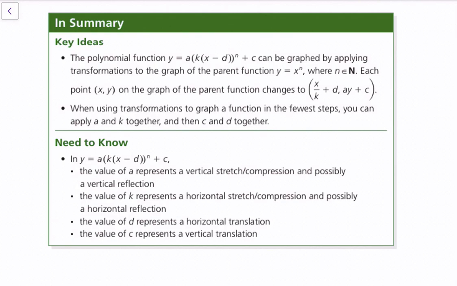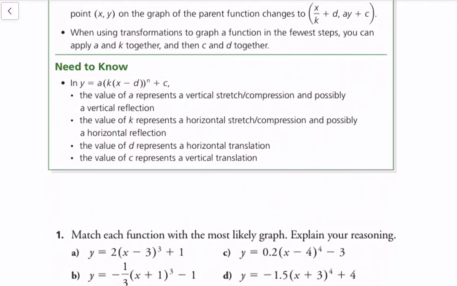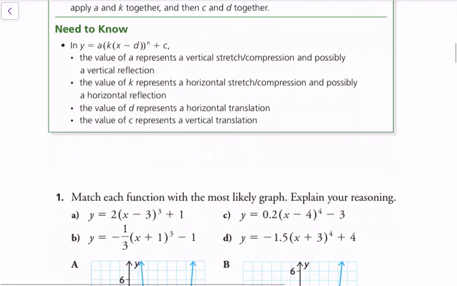So a couple things you need to know. For the case of y is equal to a times k times (x minus d) to the power of n plus c, a is the vertical stretch/compression and possibly a vertical reflection. So it would be a vertical reflection if the a value is negative. k is the horizontal stretch/compression and possibly the horizontal reflection if k is negative. And again, with k, you're always looking at 1 over k for the factor that you are stretching or compressing by. For d, it's the horizontal translation, and for c, it's the vertical translation. Okay, we know this already.